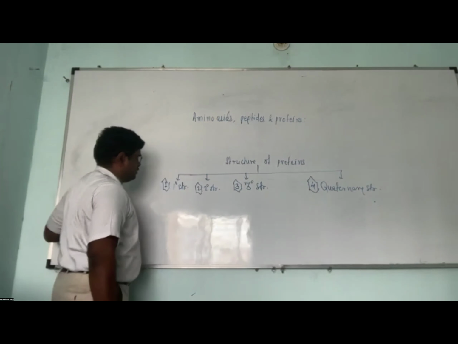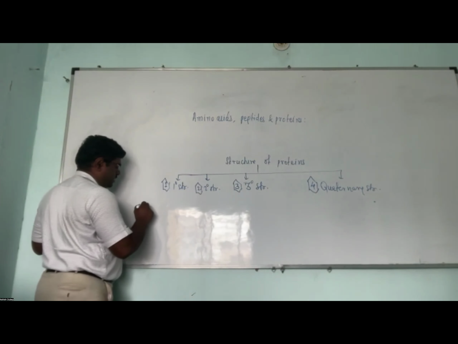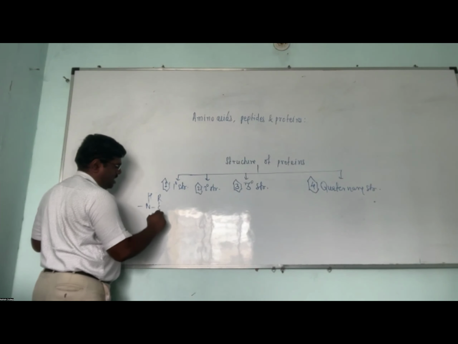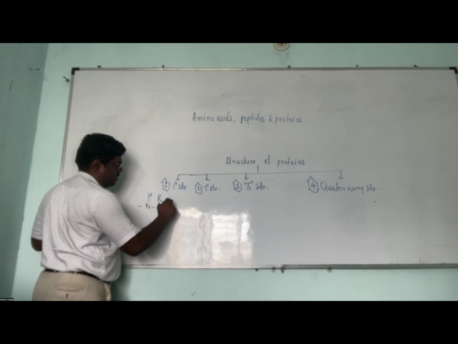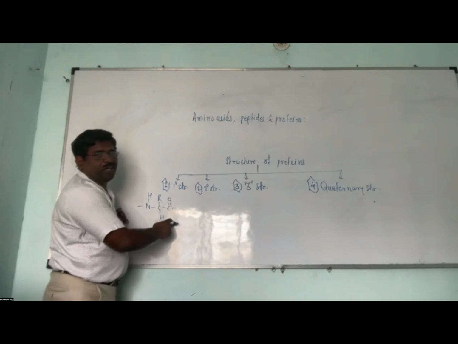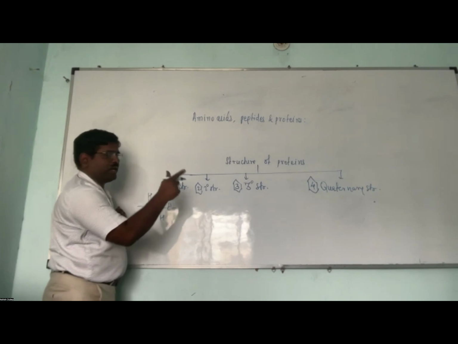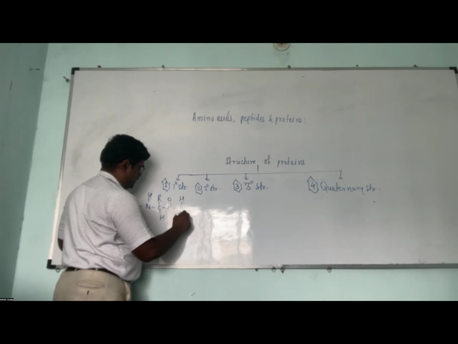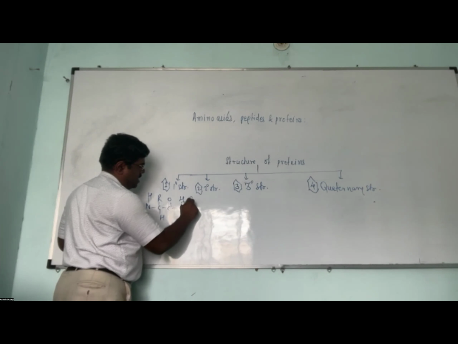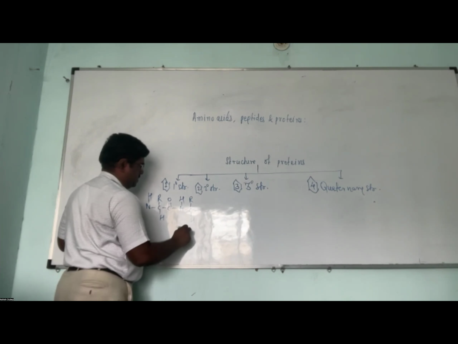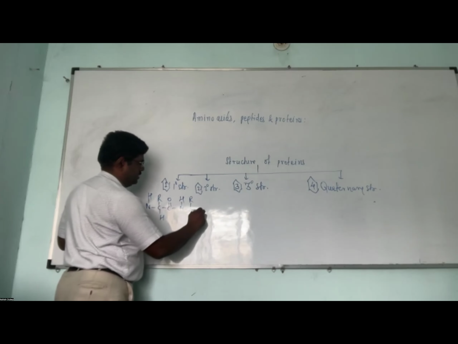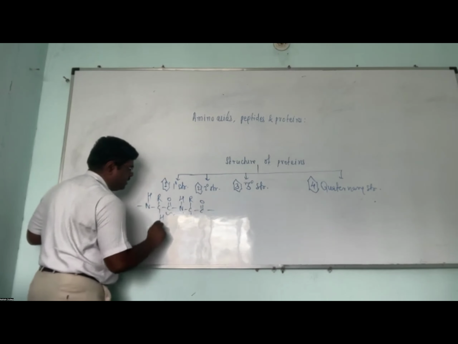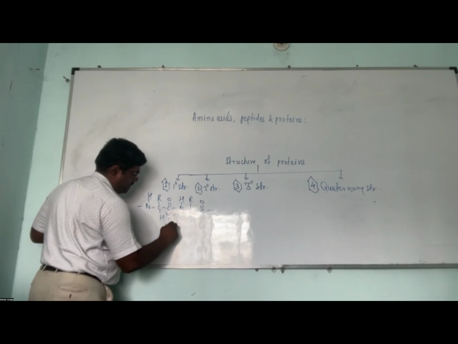Now, primary structure. Alpha amino acids: NH, then C, R and H, then C double bond O. The carboxylic acid of one amino acid molecule condenses with the amino group of another amino acid, that is NH, then C, R, H, then C double bond O, like this. So it consists of a linear chain of peptide bonds.